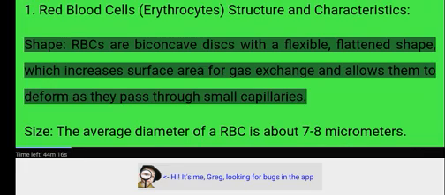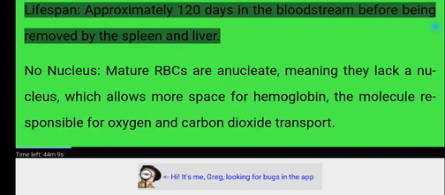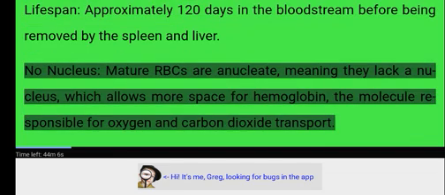Shape. RBCs are biconcave discs with a flexible, flattened shape, which increases surface area for gas exchange and allows them to deform as they pass through small capillaries. Size. The average diameter of the RBC is about 7 to 8 micrometers. Lifespan. Approximately 120 days in the bloodstream before being removed by the spleen and liver. No nucleus. Mature RBCs are enucleate, meaning they lack a nucleus, which allows more space for hemoglobin, the molecule responsible for oxygen and carbon dioxide transport.